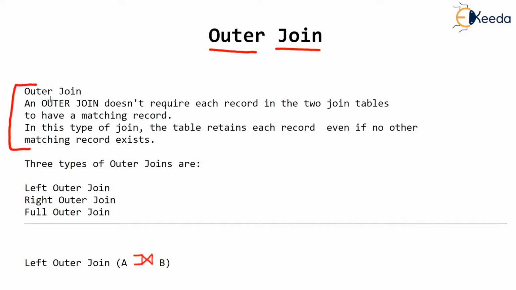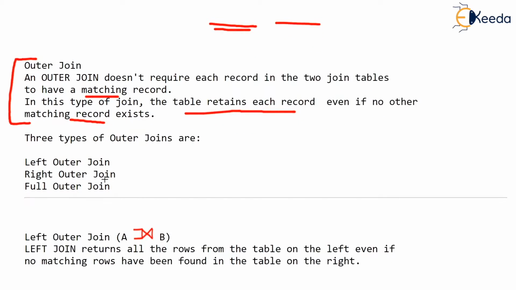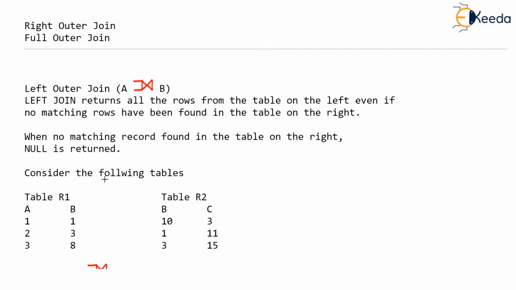In our slide, we have written about outer join, and I'm talking in general about outer join, so please try to understand: it doesn't require each record in the two joined tables to have a matching record. Even if matching is not found, the table retains each record, even if no matching record exists. Three types of joins are left, right, and full outer join. Let's read about left outer join.